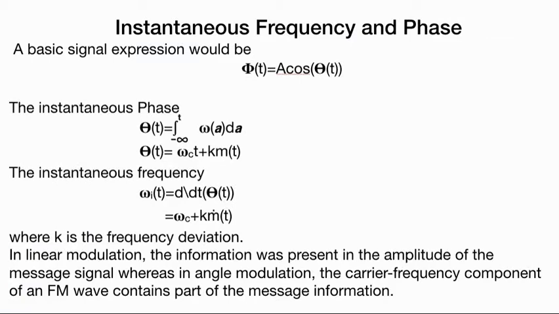In the linear modulation, the information was present in the amplitude of the message signal, whereas in angle modulation, the carrier frequency component of an FM wave contains part of the message information. So in this case, it is the carrier wave itself, the zero crossing of the carrier waves, I must say, that contains the information.